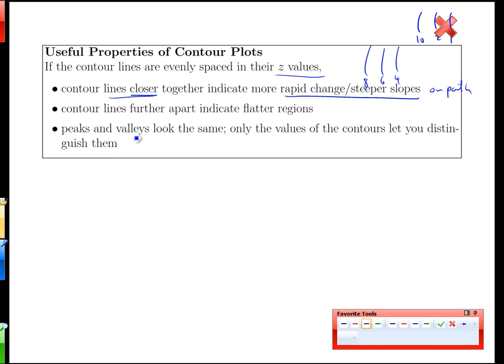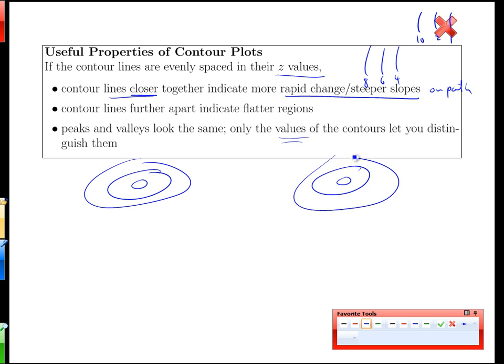It's also worth noting that peaks and valleys actually look identical on a contour diagram unless we have the values associated with them. For example, let's do 3 contours here. I give you 3 contours and you can't tell whether these are coming out of the page or in towards the page until we label it. If we label that 2, 4, 6, then we know that there's a peak somewhere in the middle here. If we labeled it 2, 4, 6 going this way, then we're going down, and this would be a valley at the center of this set of contours.